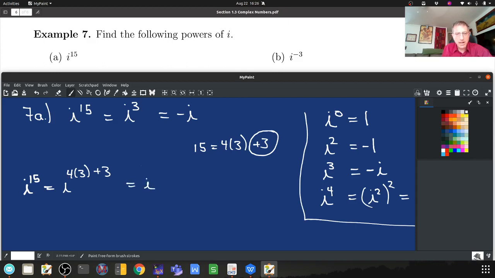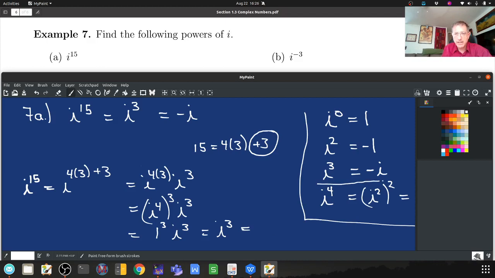Well, that's the same as i to the 4 times 3 times i cubed. But that's the same as i to the 4th raised to the 3rd times i cubed. But i to the 4th is equal to 1, and 1 cubed is just 1. So the answer is i cubed. So that's what allowed me to write that as equivalent to i cubed, which we can simplify further as minus i.